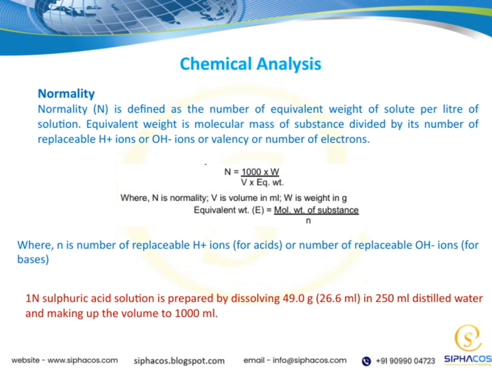To determine the equivalent weight, we take the molecular mass of the substance and divide it by the number of replaceable ions or electrons involved in the reaction. This way, normality gives us a more functional measure of a solution's reactive capacity, especially useful in titrations and chemical analysis.